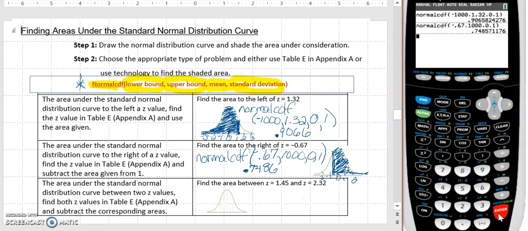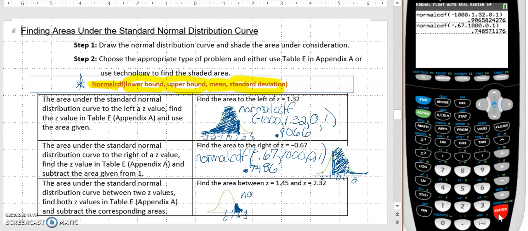And our last one here on this slide is between 1.45 and 2.32. So here again, let's mark these off. 1, 2, and 3. So 1.45, just kind of estimating there, and 2.32. And what I want to do is find this area in between. Now, if you had to estimate, is this area going to be less than 50% or greater than 50%? Of course, it's less than 50%.